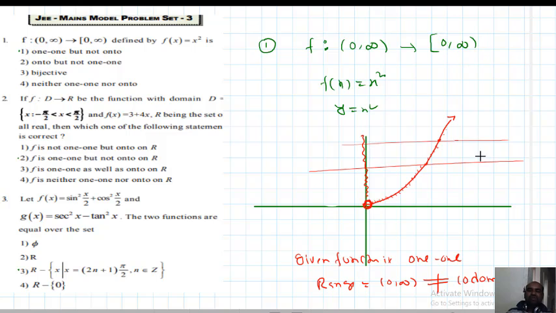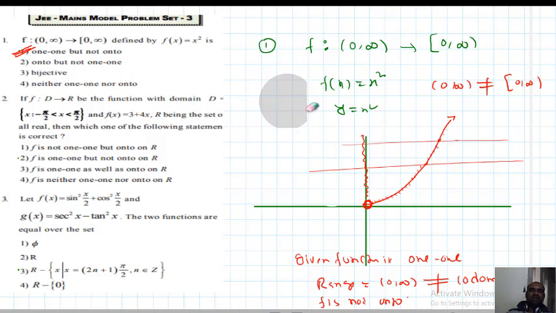Why? The codomain is closed 0 to infinity, and 0 is not there in the range. So open 0 to infinity is not equal to closed 0 to infinity. That is the meaning of that. Range is not equal to codomain, means f is not onto. f is one-one and not onto. That is the answer for the problem. So the first option, one-one but not onto.